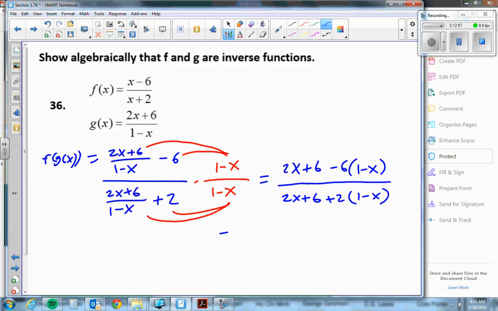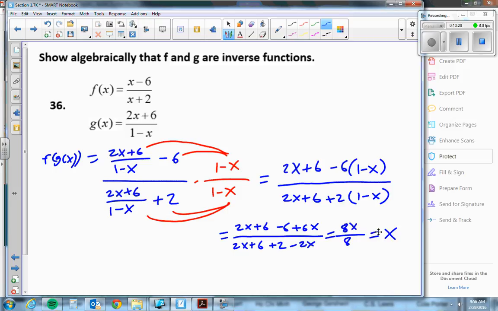I can squeeze this in here. This becomes minus 6 plus 6x. And then that's plus 2 minus 2x. What does the numerator add up to? And in the denominator, the x's zero out, so you're left with 6 plus 2, which is 8. Which means it does work out to x, which is good because that's what it's supposed to.